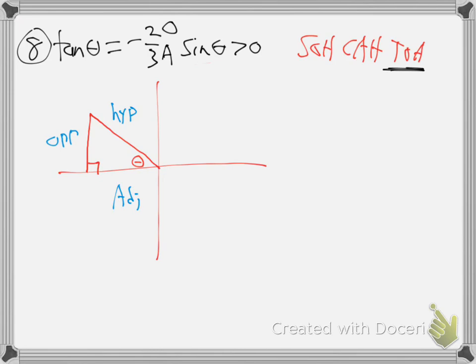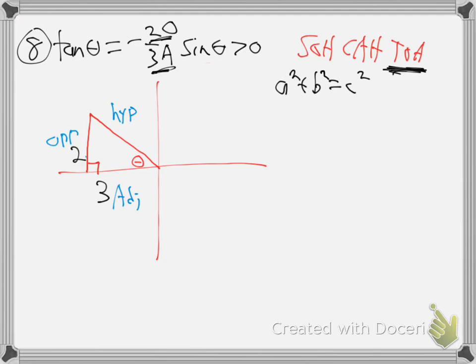So the opposite side's got to be a 2. The adjacent side has got to be a 3. And then how do you find the hypotenuse? The Pythag, yeah. Opposite is 2. Adjacent is 3. Tangent is TOA. So now do a squared plus b squared is c squared. The Pythag. Find the hypotenuse.